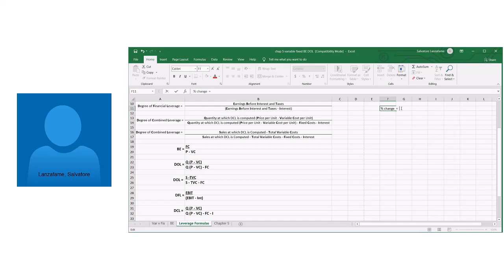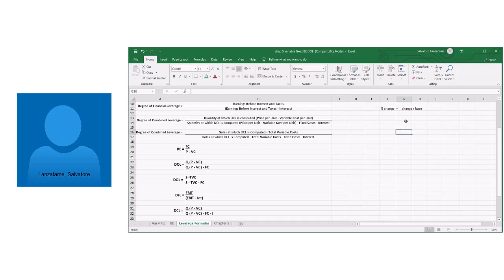If something went up by 10%, something went down by 20%, can you calculate percent change? So basically what you have to do is you take the two numbers that you're looking at, calculate the change, and you're going to divide by the base amount.